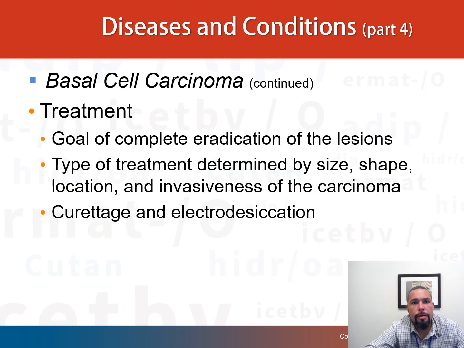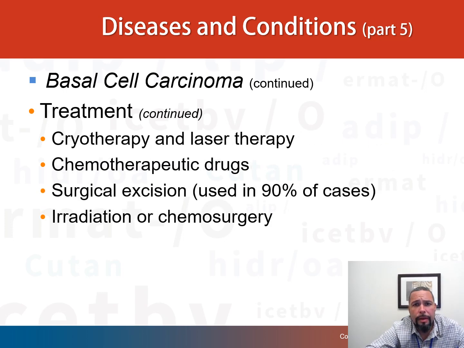So in regards to treatment of basal cell carcinoma, there are multiple options, but the ultimate goal is to eradicate the affected area. Okay, some treatments include cryotherapy, laser therapy, chemotherapy drugs, radiation or chemosurgery is also an option. Surgical excision, where they surgically take the affected tissue out, is used in over 90% of the cases. So that's a pretty interesting thing there.